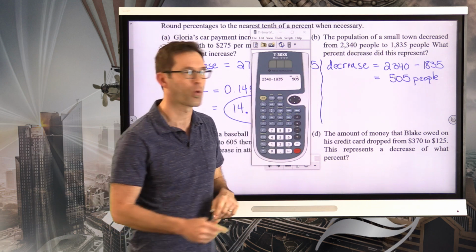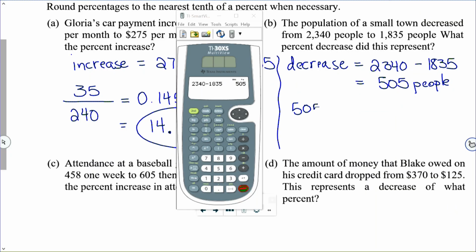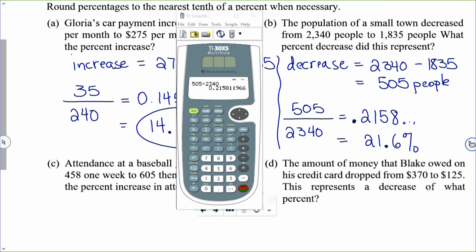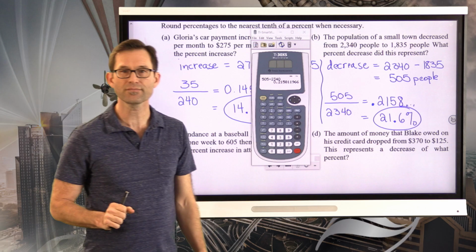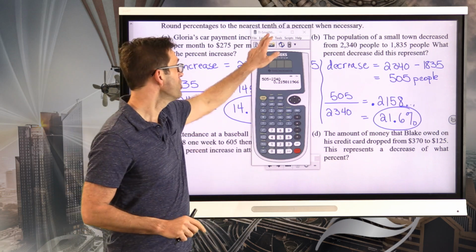I began with 2,340, so we now have 505 divided by 2,340. Let's do that division on the calculator. 505 divided by 2,340. And that's going to be 0.2158, etc. And as a percent, that's going to be 21.6% rounded to the nearest tenth. All right, easy enough. Now we've got two more problems on here.